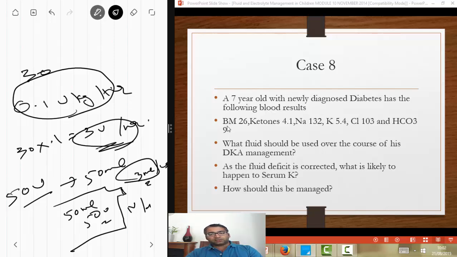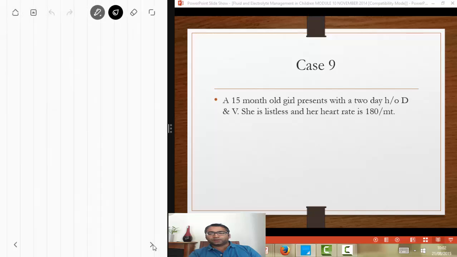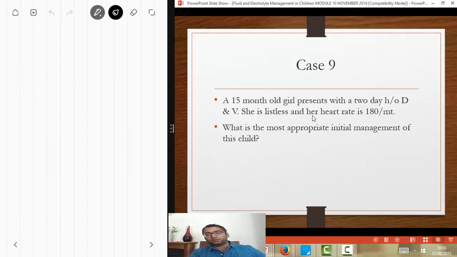You'll have separate lectures on DKA, which will make things easier for you. So we'll leave DKA alone for the time being. A 15-month-old child presents with a 2-day history of diarrhea and vomiting. She's listless and her heart rate is 180. So this is quite worrying actually. Her heart rate's really high, so the child's in shock really. So let's look at what's the most appropriate initial management.